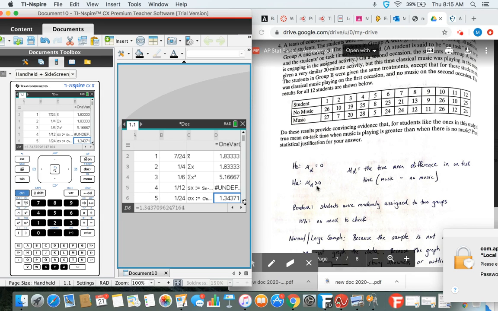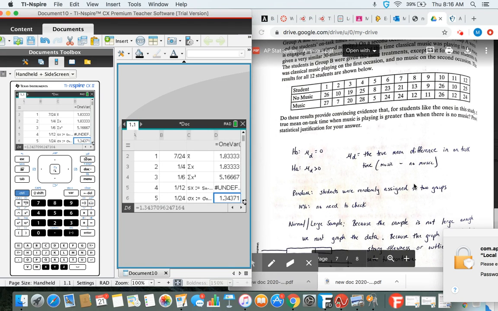All right, make sure that you always define your parameters on the test tomorrow. Make sure that you say, well, what is mu sub d? Well, in this case, it's the true mean difference in on-task time, music minus no music. Because you could have went the other way. You could have said no music minus music. So you just have to make sure that you're defining the parameters that are being laid out for you.